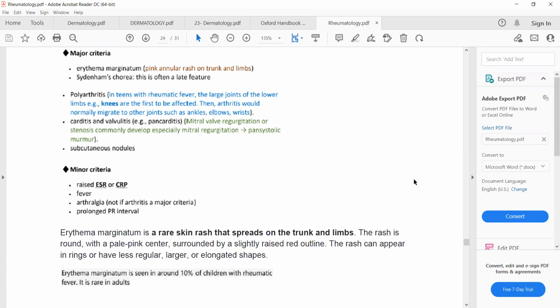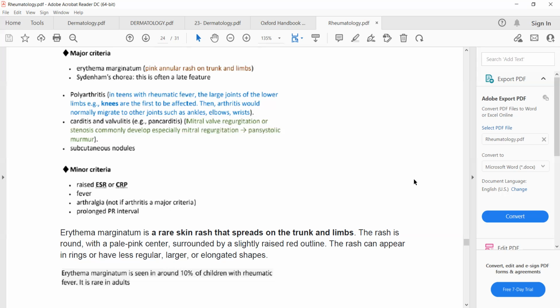Involvement of brain, or nervous system involvement, can result in chorea. There is polyarthritis. And remember that this polyarthritis is migratory polyarthritis, like we discussed in Reiter syndrome or reactive arthritis. Migratory arthritis that is associated with urethritis and conjunctivitis is Reiter syndrome, and migratory polyarthritis that is associated with brain and heart symptoms and erythema marginatum, that is rheumatic fever.